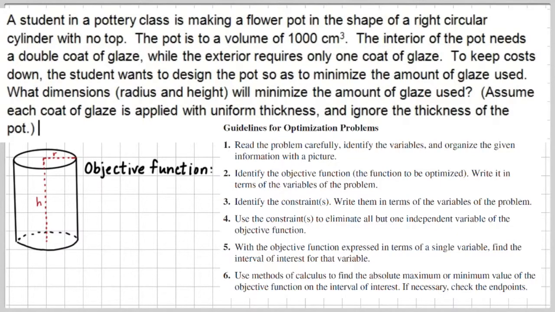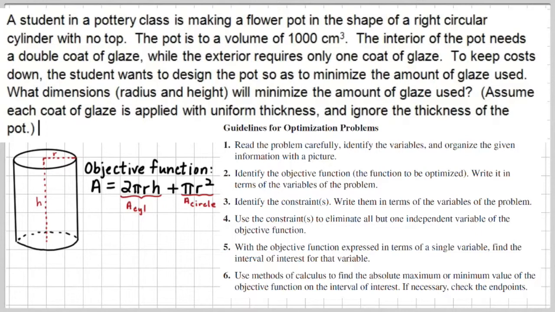So, as we think about writing our objective function, we understand that it is an area function, and the area of a cylinder is equal to 2 pi r h. That is, the circumference of the circular part times the height would give us the area of the cylinder. And now we need to add to that the area of the circle. The area of the circle would be pi r squared. So this part of the area function would be the exterior coating of glaze, covering the outside one coat of the circular cylindrical wall and the circular bottom.